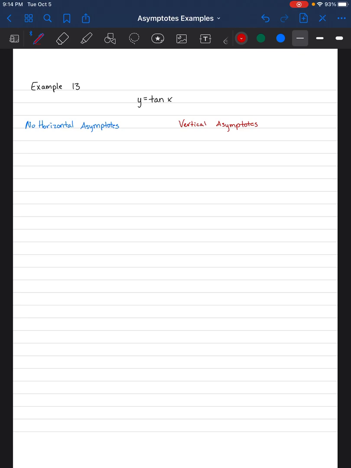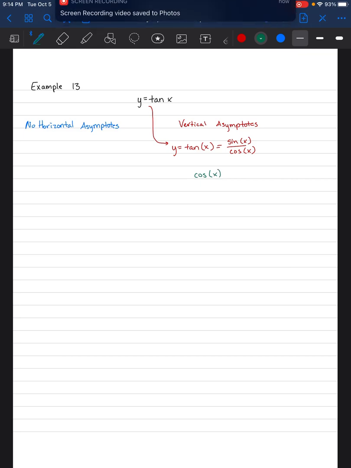And the reason for that is because I can rewrite y equals tangent as sine divided by cosine. Since this is a fraction, I need to look for where the denominator, that cosine x, is equal to 0. So what I need to do at this moment is find where cosine x equals 0.